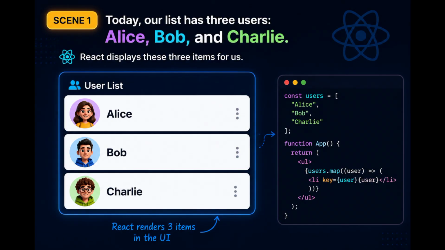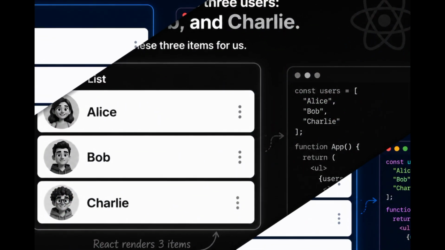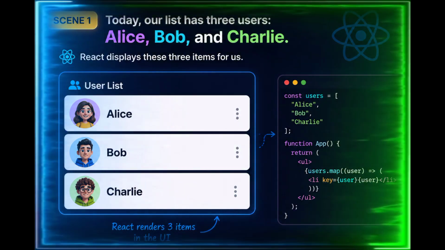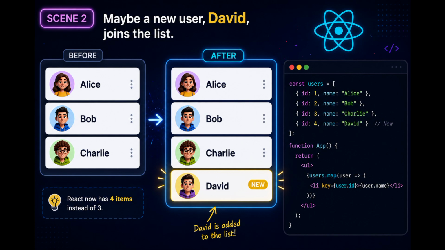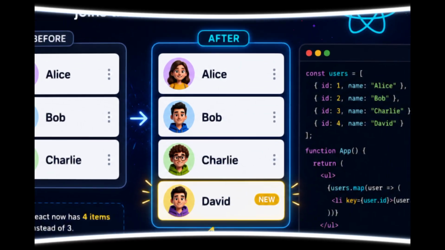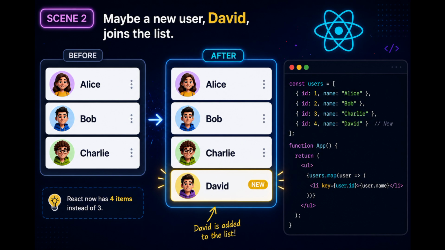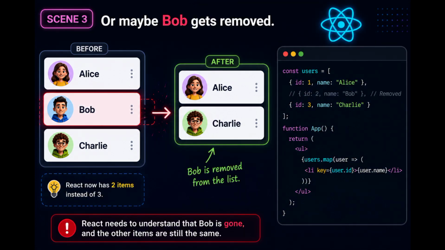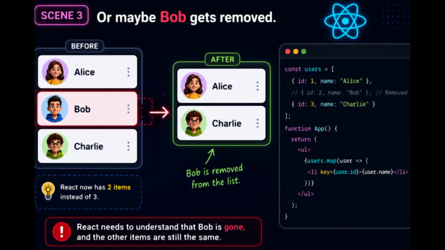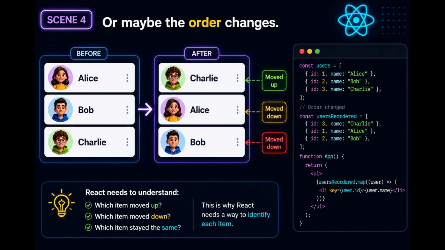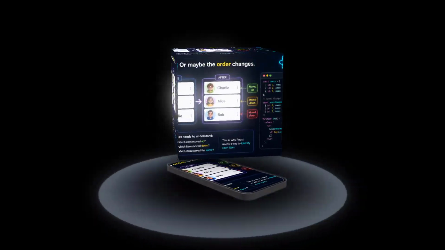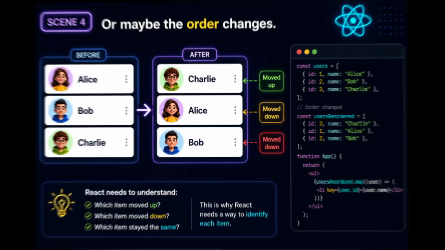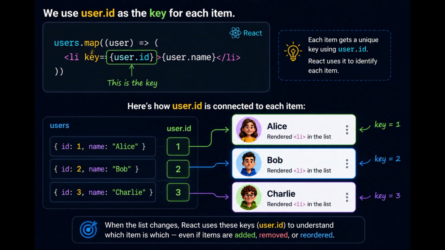Okay, now imagine this. Today our list has three users, Alice, Bob, and Charlie. React displays these three items for us. But tomorrow something changes. Maybe a new user, David, joins the list. Now we have four users, or maybe Bob leaves. Now the list becomes Alice, Charlie, and David. Or maybe the order changes. See, the list can change in many different ways. So React needs to understand something very important.